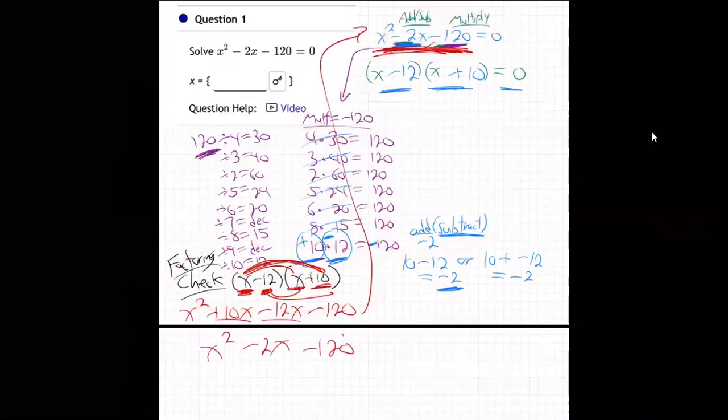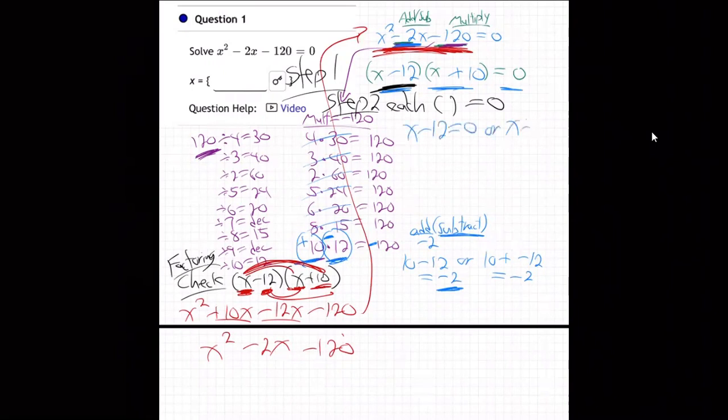So let's finish up the problem. Where do we go from here now? You take the first parenthesis and you set it. Step one was this here. And then step 2, each parenthesis equals 0. So I'm going to take x minus 12 equal to 0 separately, and x plus 10 equal to 0 separately. Does that make sense? I set each one equal to 0 separately. That's step 2. So step 1 is to factor.